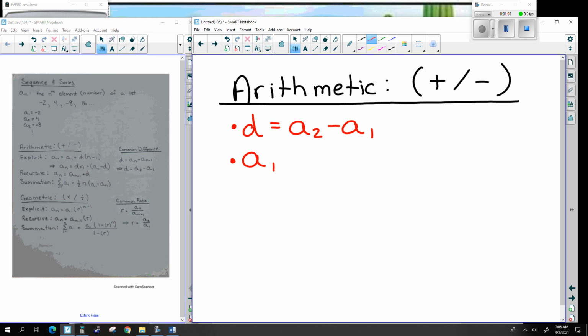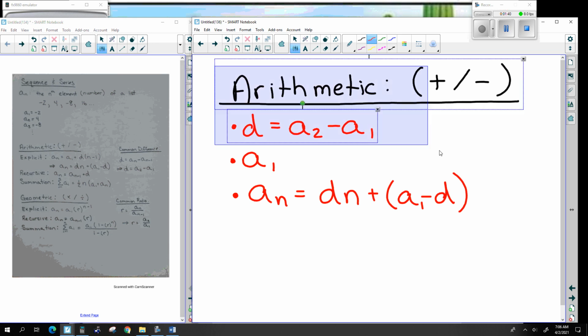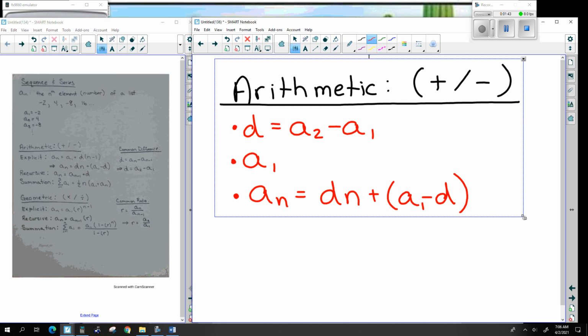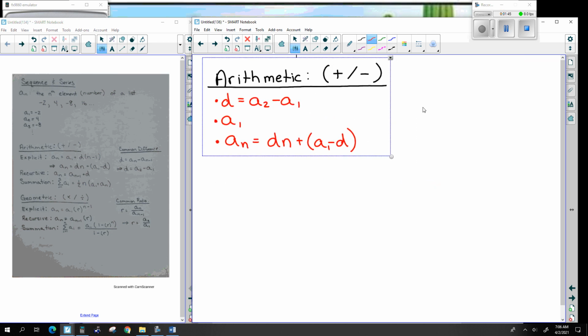Then we talked about the explicit formula. The explicit formula allows you to jump to whatever number that you want. That's AN, and the adjustment was DN plus A1 minus D. So if you have that difference and the first number, you're good to go, and you're able to jump to whatever number that you want. That's kind of where we're sitting as far as the arithmetic sequences go.